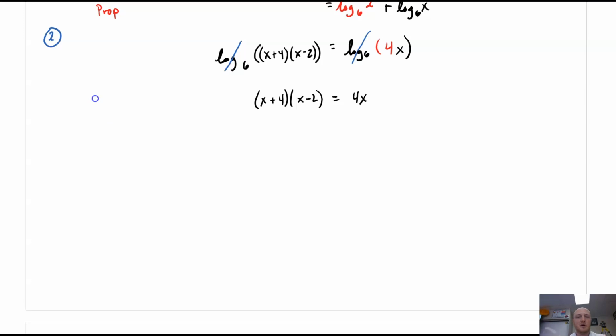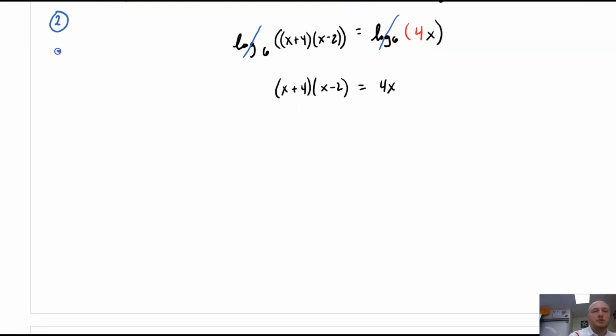Okay? All right, here's where we do step 3, good old algebra to solve. So I'm going to go ahead and multiply this out. X times x gives me x squared. X times negative 2, negative 2x. We get a positive 4x. I can combine those. And then lastly, 4 and negative 2 is negative 8.